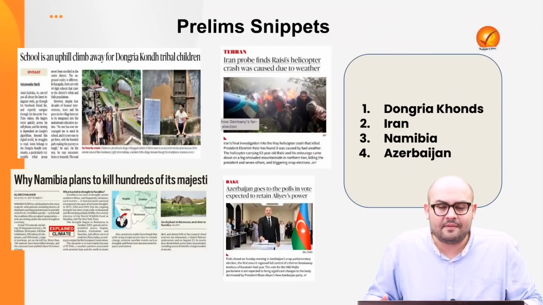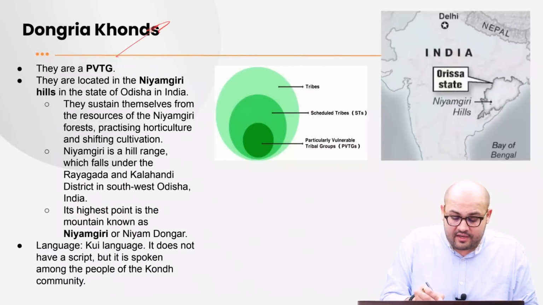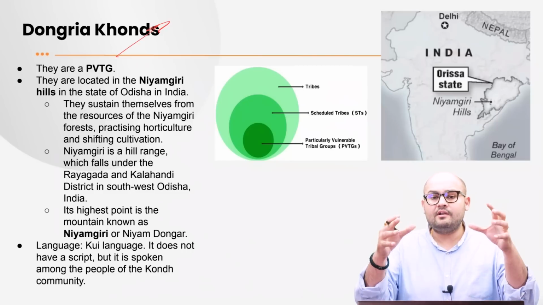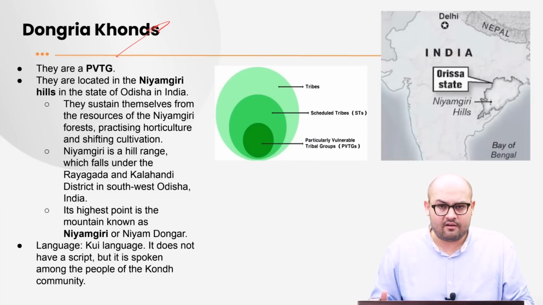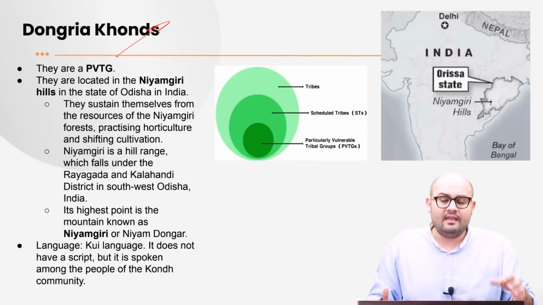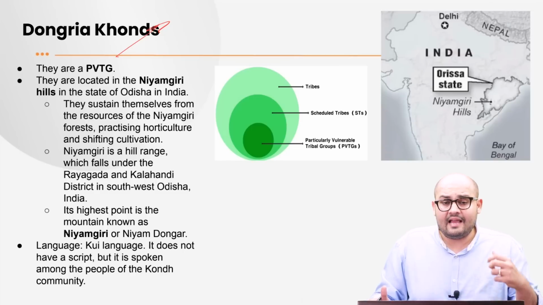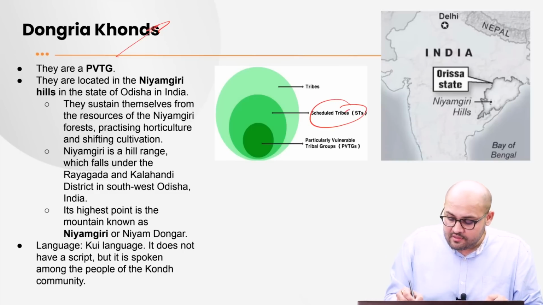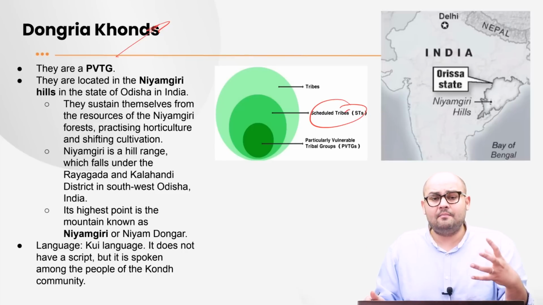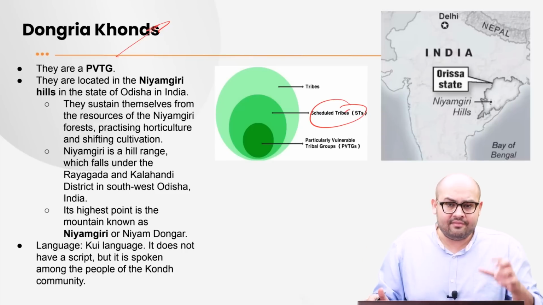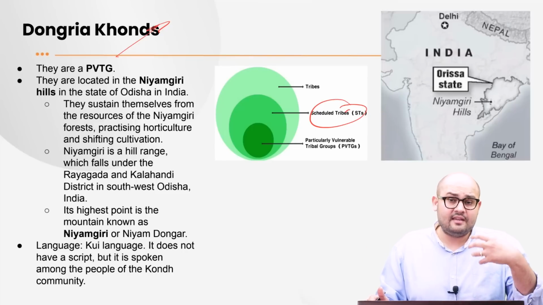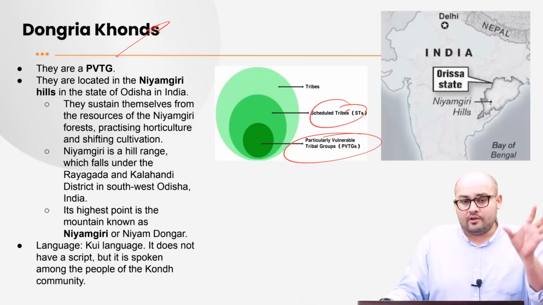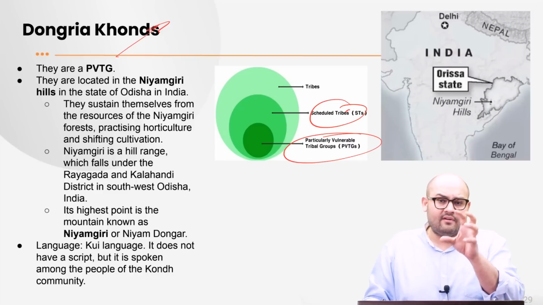Now, coming to the prelims snippet section, we have the first article as Dongriya Konds. Now, this is a particularly vulnerable tribal group. See, what you need to understand is that we have different tribes in the country, and the government, in accordance with the principles of the constitution, deems some particular tribes as scheduled tribes. Out of these tribes, there are some which are very vulnerable, and therefore the government declares them as particularly vulnerable tribal groups, right? So Dongriya Konds are a particularly vulnerable tribal group.